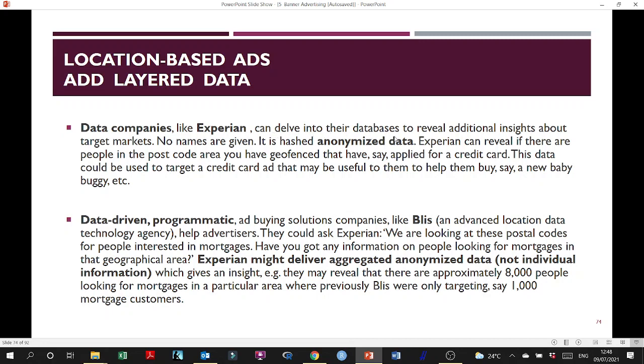They can delve into their databases, in fact, to reveal additional insights about target markets. So no names are given. Of course, they anonymize the data and give you the aggregate, and Experian can reveal such information about people like where they live, maybe a hint about their income, also their family status, and so on.